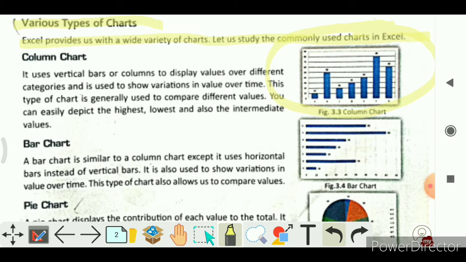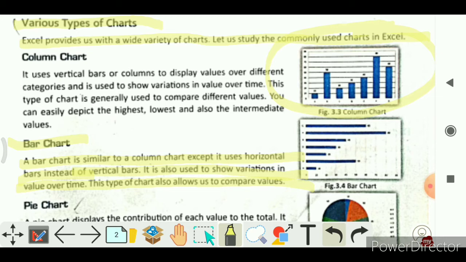Now the next chart is the bar chart, right? A bar chart is similar to the column chart, except it has horizontal bars instead of vertical ones. It is also used to show variation in value over time. This type of chart also allows us to compare the values, right? It means the bar chart is the same as the column chart, but the values are placed in a horizontal manner, right?